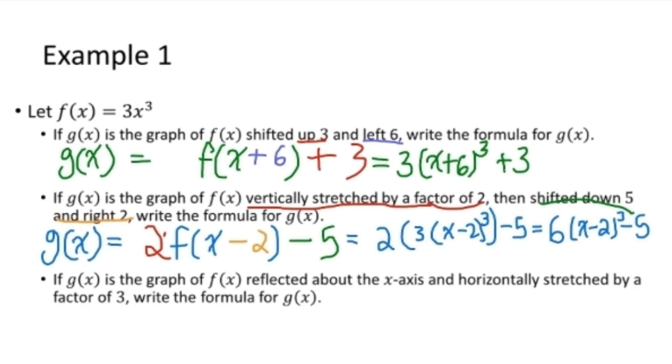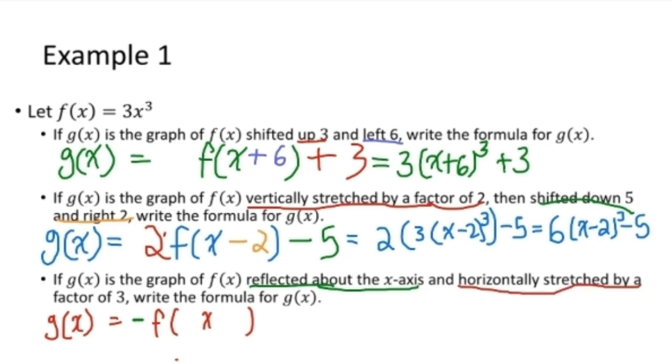And for our last example, if g of x is the graph of f of x reflected about the x-axis and horizontally stretched by a factor of 3, we're going to write the formula for g of x. Using the same strategy, we know g of x is a transformation of f of x. Our first transformation is a reflection about the x-axis. Reflection about the x-axis is a vertical change, and it's indicated by multiplying our function by a negative value. We'll just multiply outside by negative 1 because our problem doesn't mention anything about a vertical stretch or shrink. Now, we do have to be very careful with our next transformation.